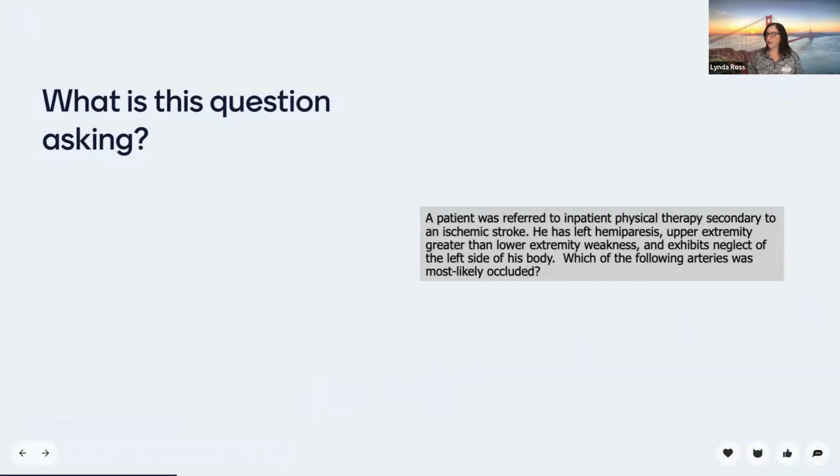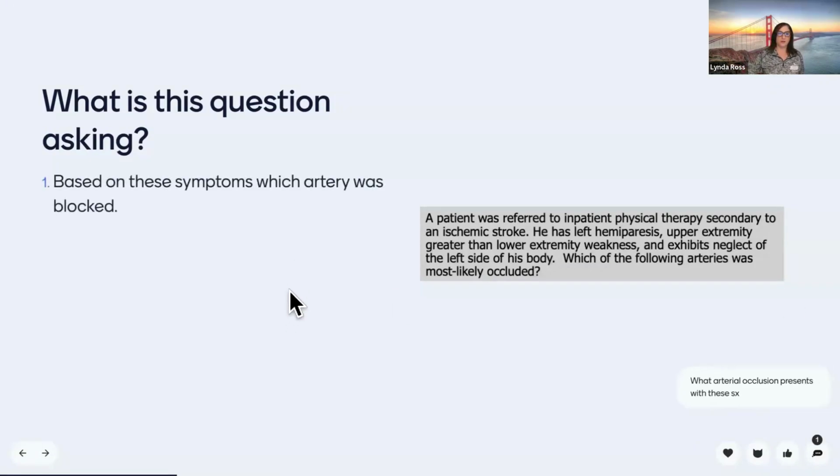That's good, Leanne and Alex. Yeah, what the artery is involved with this stroke. Excellent. Okay, great. So based on these symptoms, which artery was blocked? And I'm seeing some really nice comments.